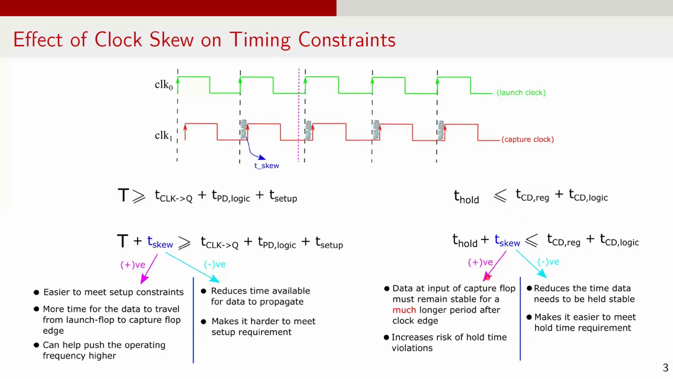For the hold time constraint, a positive clock skew is undesirable. In this case, the data at the input of the capture flop must remain stable for a much longer time after the clock edge to ensure it is captured correctly. This increases the risk of hold time violations. On the contrary, negative clock skew can be beneficial for satisfying hold time constraint as it effectively reduces the time for the data to be held stable, making it easier to meet the requirement.